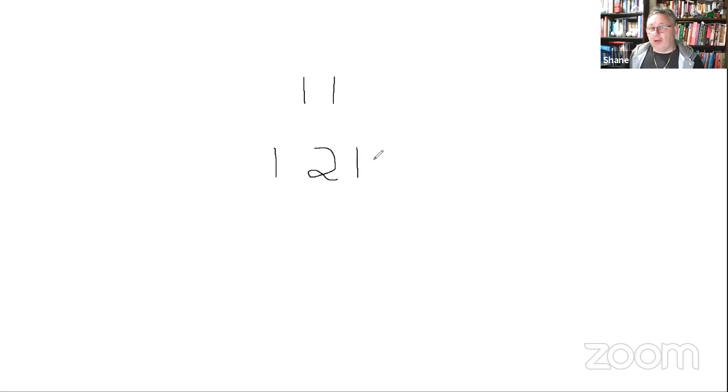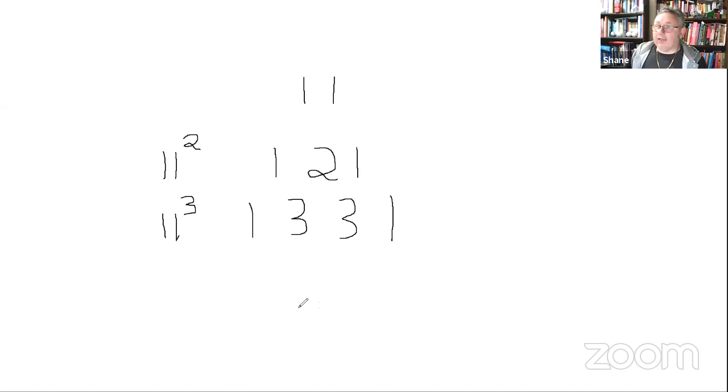121, and I can multiply that by 11. I stick 1 here, because that's that one. 1 plus 2 is 3. 2 plus 1 is 3. And the 1 goes at the end. So this number here is actually 11 squared. And this number here is 11 cubed. And why can I stop there?